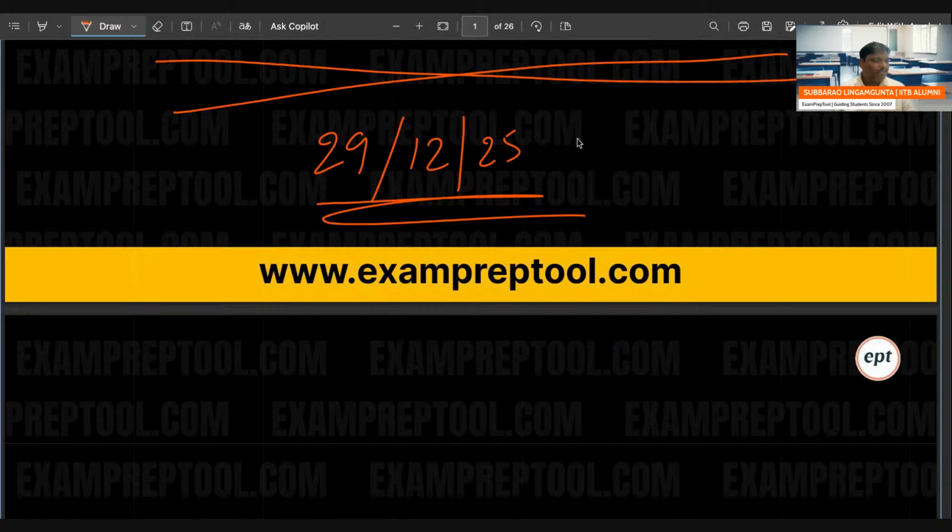So approximately, it will complete algorithm, data structure, and programming. These 3 topics will complete in approximately 2 to 3 months. You will be perfect in DSA within 2 to 3 months. It is starting 29, 12, 25, right? So 2 to 3 months, it will be complete.